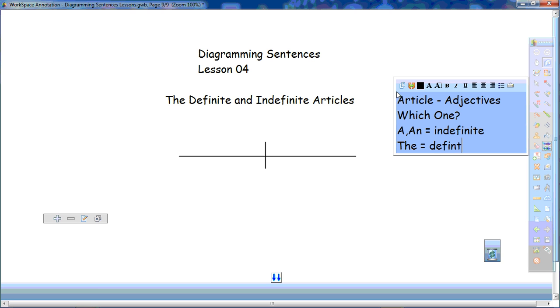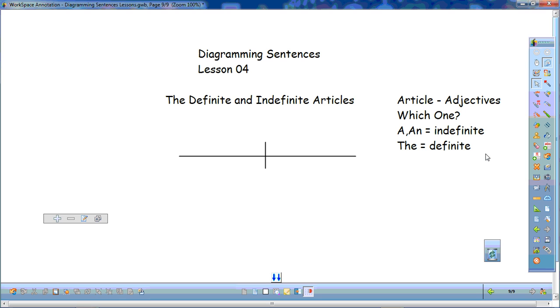And I like to think of it this way. We know exactly which one you're talking about if we say, hand me the apple. But if I say to you, hand me an apple, you don't know which one to give me. Any one would do. That's indefinite. But if I say the, then you definitely know which one I mean. That's why we call them definite and indefinite. A could be any one, but the is a specific one.